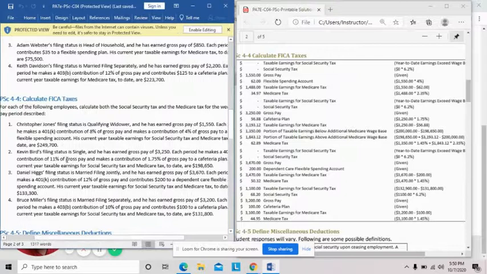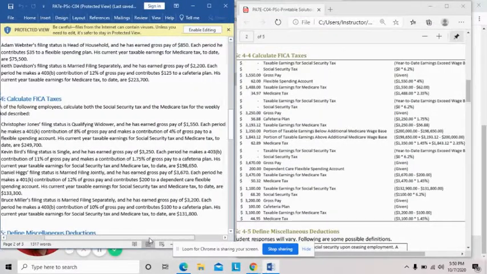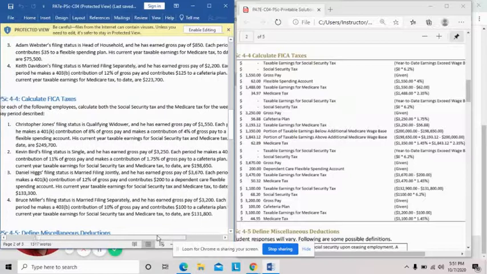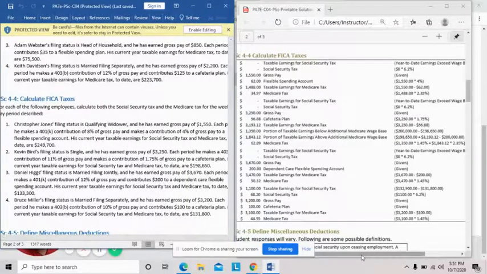Okay, so Kevin Bird's filing status is single for number 2. We'll start with this problem now. He has earned a gross pay of $32.50 each period. He makes a 403B contribution of 11% gross pay, contribution of 1.75% gross pay to cafeteria plan. His current year taxable earnings for Social Security tax and Medicare tax to date are $198,650. So go to number 2, right?